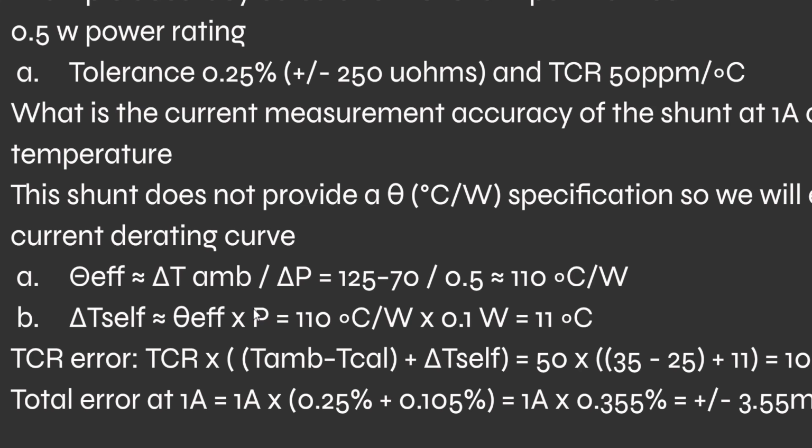And the way we do that is we get the power drop at 1 amp. So we take our thermal resistance spec and multiply it by the power drop. So if we have a 0.1 ohm shunt resistor and we have 1 amp, that's going to give us a power of 100 milliwatts. And that works out to be self-heating of 11 degrees C. Okay, so you can see this is the hardest part to get.